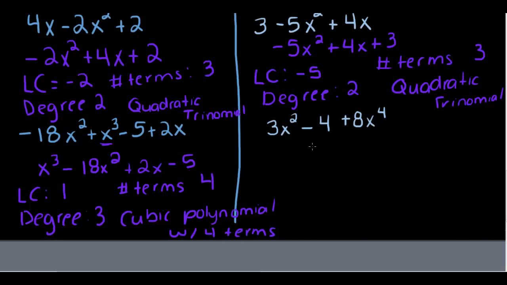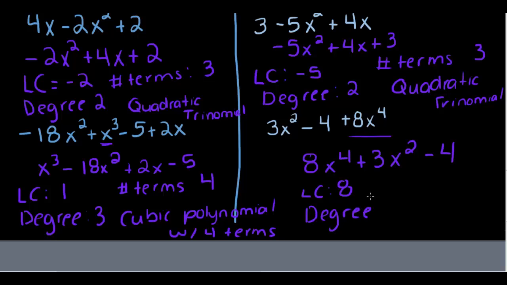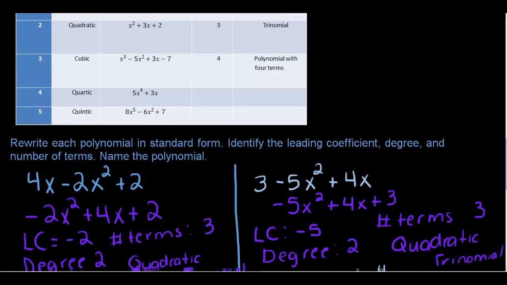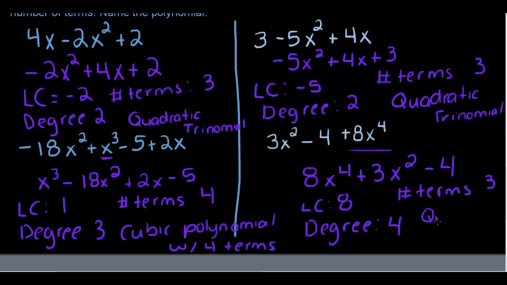Okay, let's take a look at the last example. First, again, I'm going to write it in standard form. This is the one that has the highest exponent, so 8x to the power of 4 plus 3x squared minus 4. Leading coefficient is 8. The degree is 4, because that's the exponent I have here. Number of terms, 3. So to name this, if you go back and look at the table, it will be quartic, because the degree is 4. So quartic trinomial.